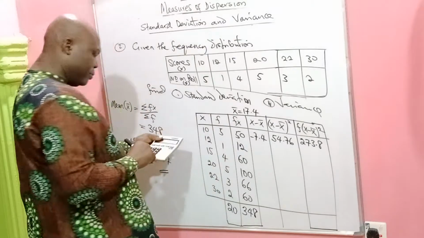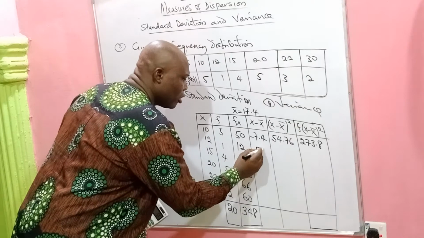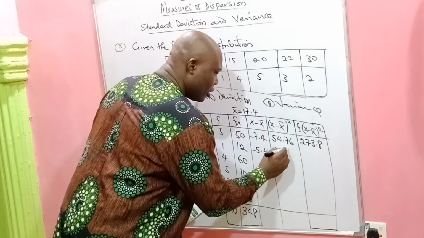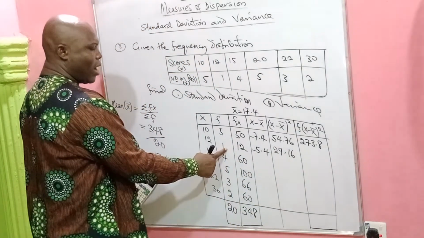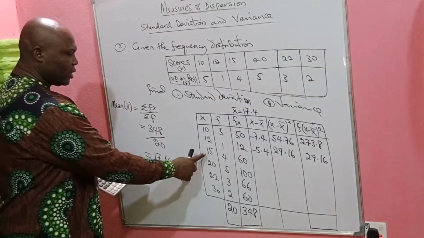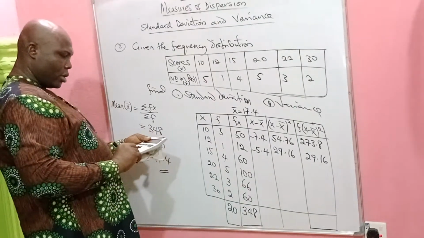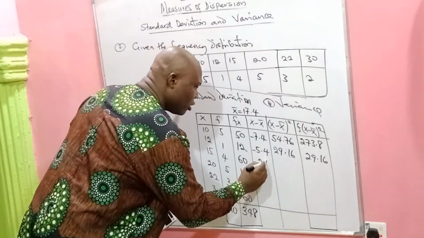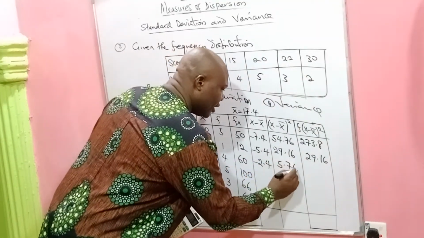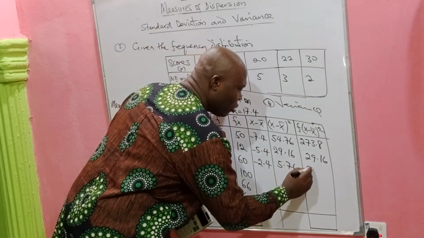12 minus 17.4, you have minus 5.4. You square it, 29.16, and multiply by the frequency of 1. So that still gives us 29.16. You take the next one, which is 15. 15 minus 17.4, you have minus 2.4. You square it, you have 5.76. Multiply by frequency of 4, you have 23.04.